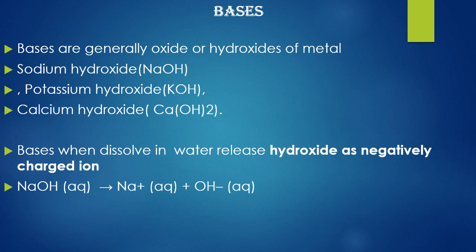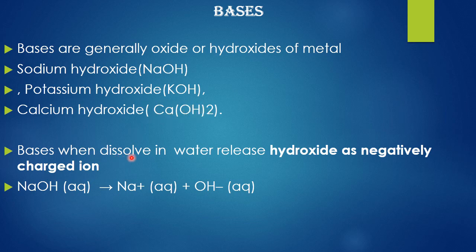Now bases. Bases are generally oxides or hydroxides of metals. Here are sodium hydroxide, potassium hydroxide, calcium hydroxide. Now you can see what is common in all these hydroxides. See, sodium is a metal, and along with the metal there is an OH ion. Metals are positive, so OH ions are negative here. Here potassium is positive, this is the negative OH ion, this is again positive, and this hydroxide is negative.